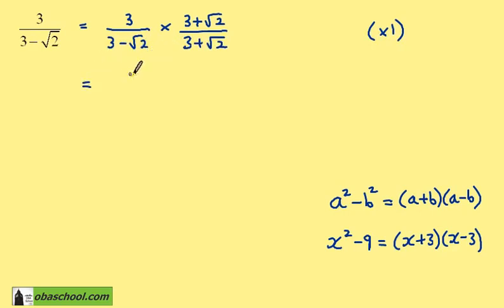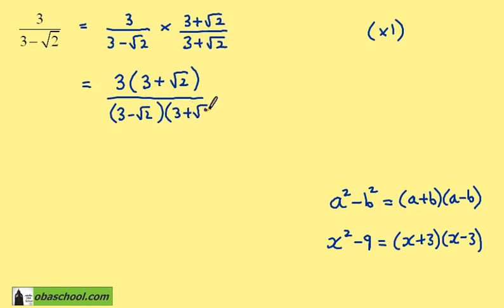Looking at the numerator, we get 3 times (3 plus root 2), and the denominator gives us (3 minus root 2) times (3 plus root 2).